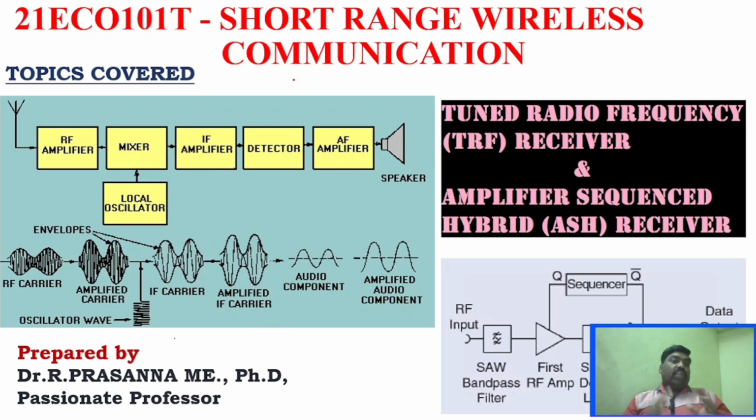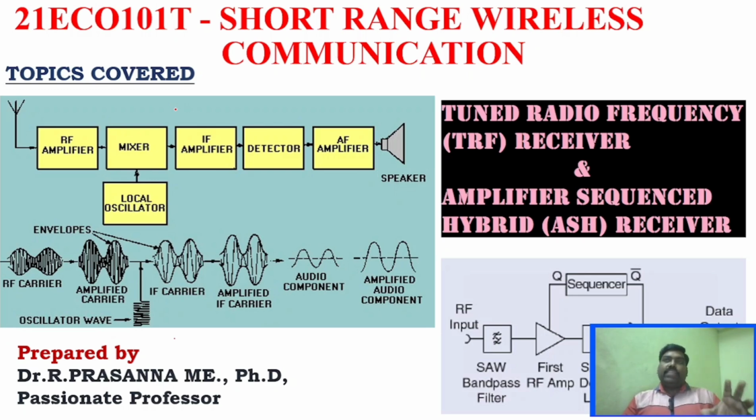We already saw RF transmitters, and this is all about RF receivers. When it comes to RF receivers, we have a lot of receivers, that is TRF receivers, AHF receivers, super heterodyne receivers. Like that, you have a lot of receivers, and today we're going to see about TRF receiver and ASH receiver, right? To start with, this is the simple TRF receiver.